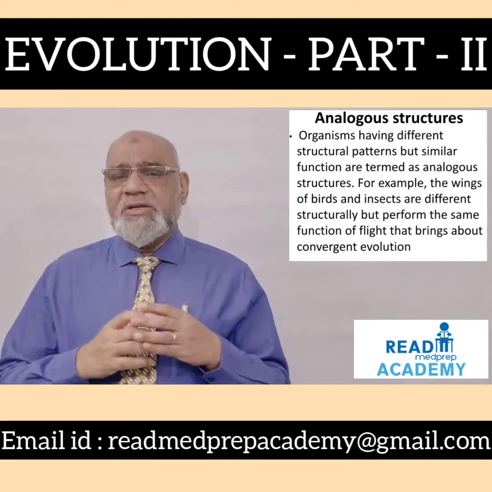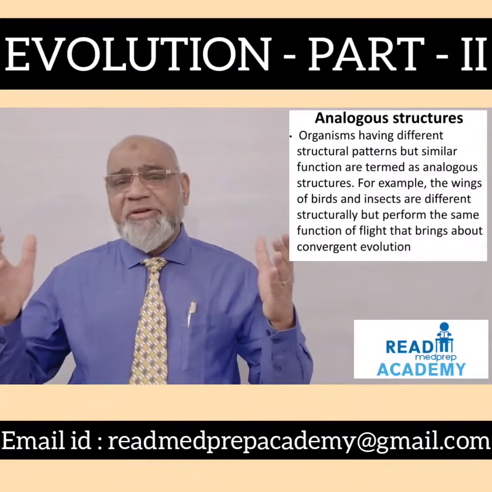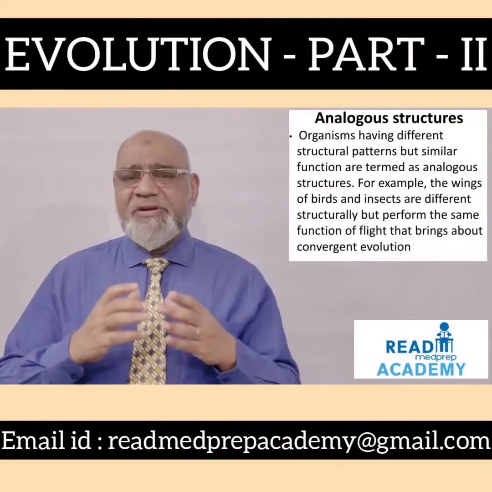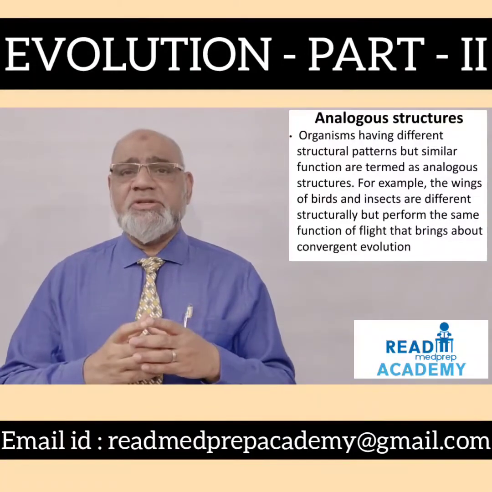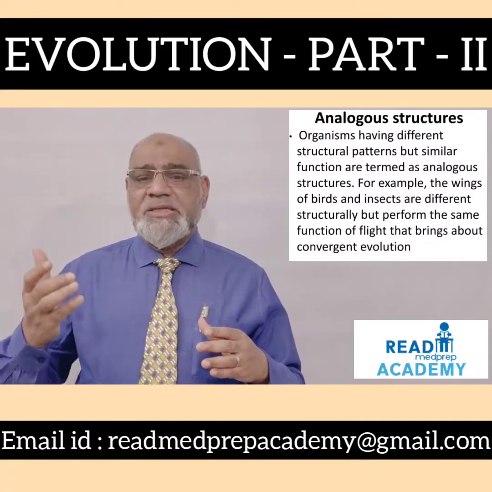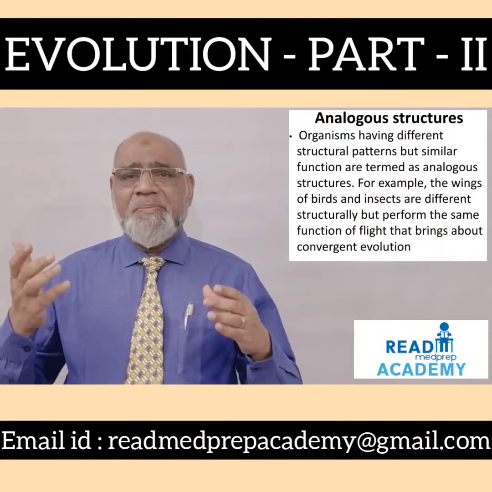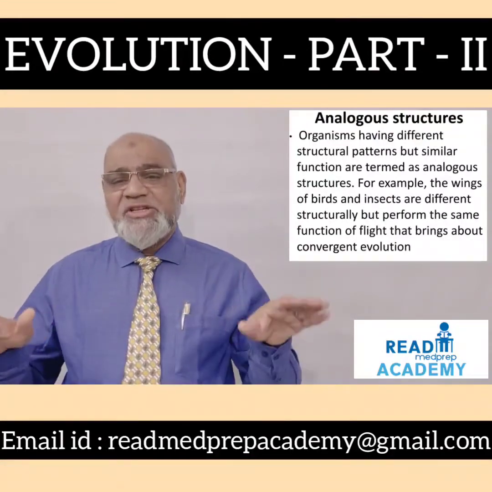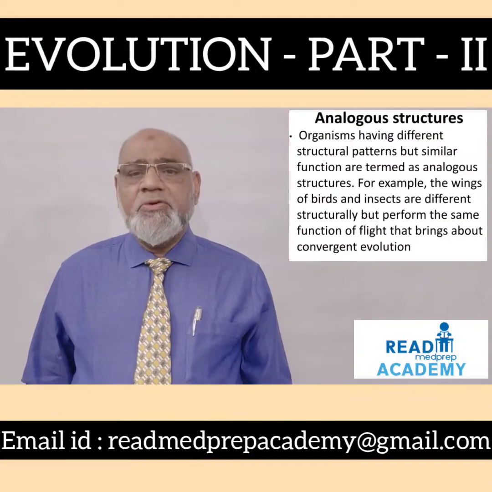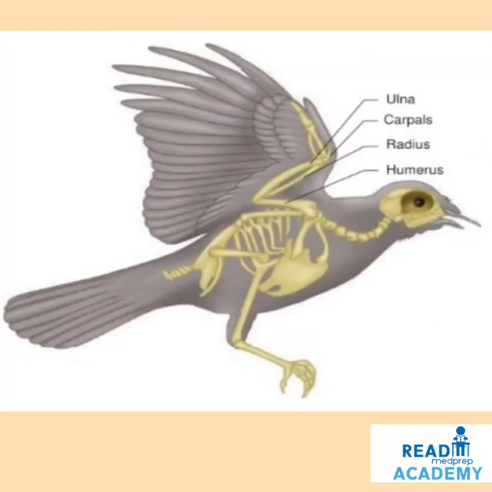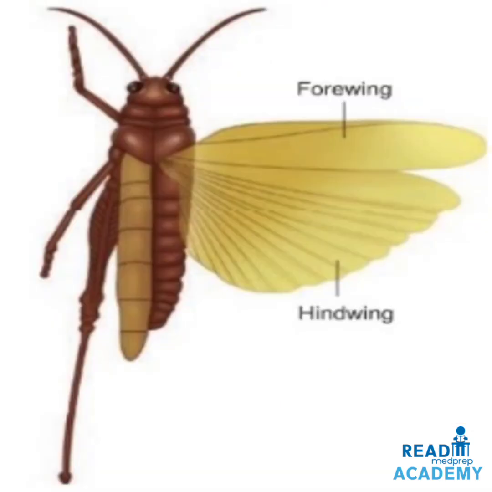structures. Now, analogous structures. Organisms having different structural patterns but similar function are termed as analogous structures. For example, the wings of birds and insects are different structurally but perform the same function of flight and bring about convergent evolution. Here you can see the wing of a bird with the bone humerus, the radius and ulna, the carpals and the phalanges. Here you can see wings of the insect, the hind wing and the forewing, and the wings and the feathers perform the same function of flight.